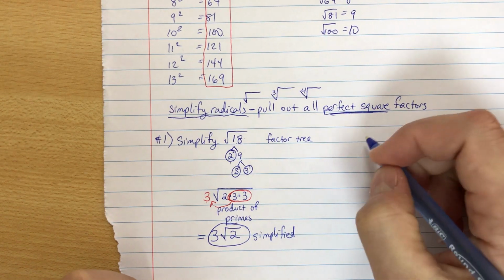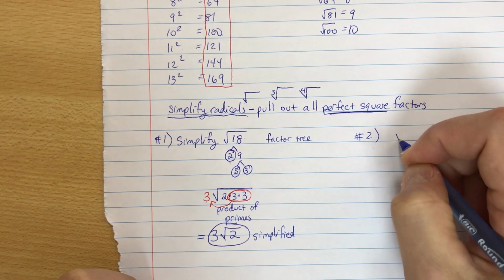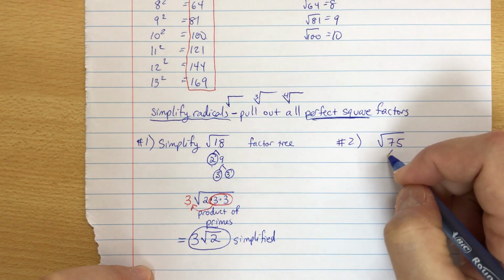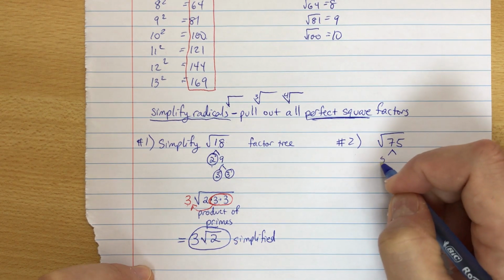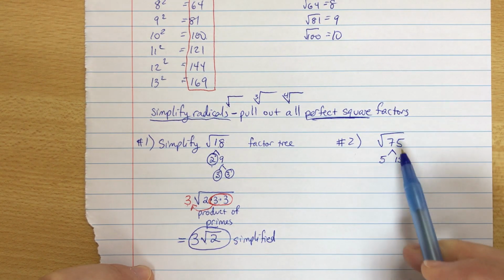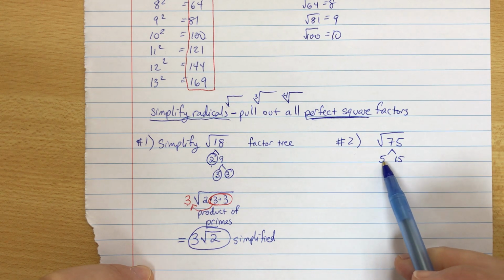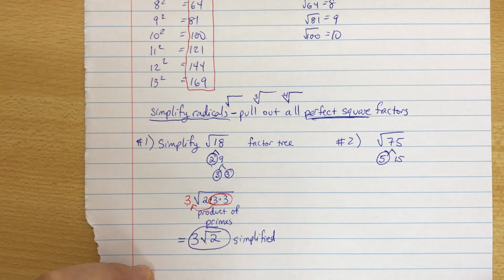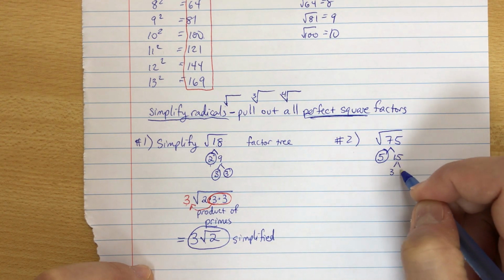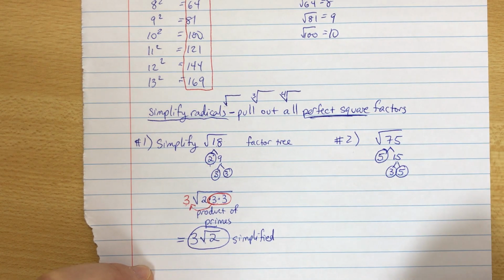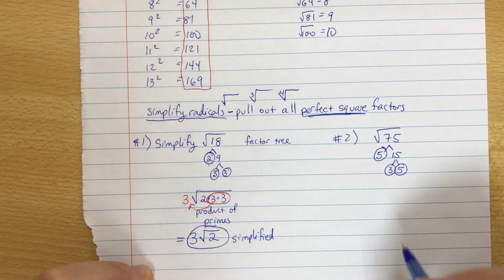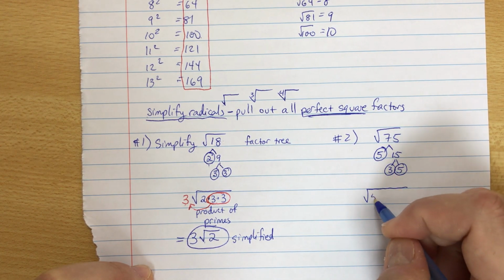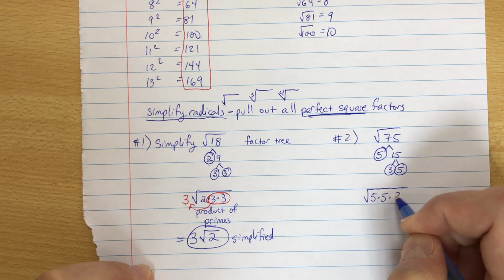Okay, let's take another example. Let's do the square root of 75. All right, so the first thing we're going to do is break it down. Let's see, I know that 5 goes into that, 5 times 15. When you're doing the factor tree, you're breaking this down with multiplication and division. 5 is prime, I'm going to circle that. 15 is 3 times 5. So these are all the prime numbers, so we're going to stop there. We're going to rewrite this. I'm going to put the 5s first this time. 5 times 5 times 3.